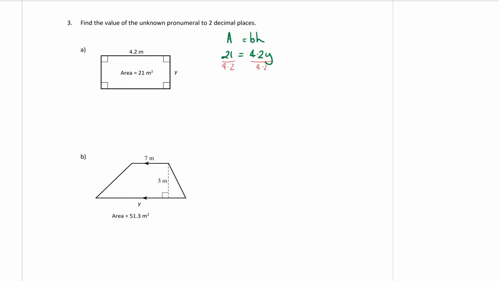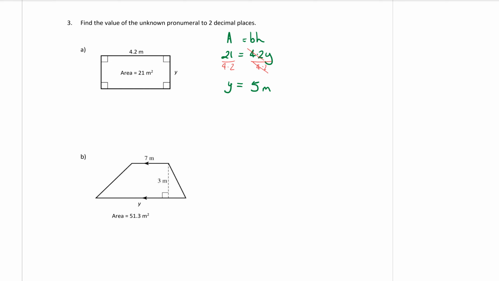That means those 4.2s will cancel off. Y is by itself. And 21 divided by 4.2 is 5. And I do have units for this one. It's in meters. No, this is meters, because I'm going from the area back to a side length. Good question. So it is just meters.